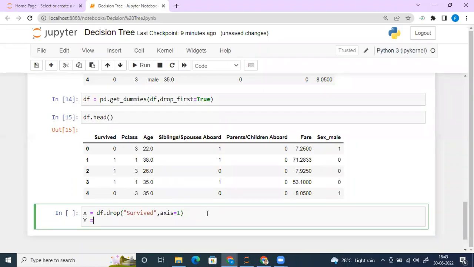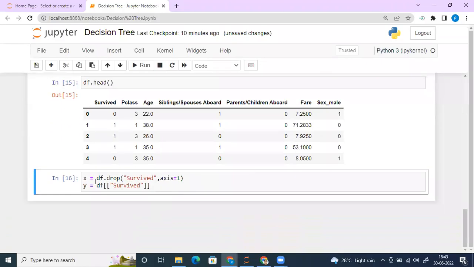Now here just mention y is equal to df, and in square brackets I put my column name. Although these square brackets are not mandatory, with one square bracket it will give me an array this time, but I want a data frame. That's why I'm putting double square brackets, and here I mention my column name, that is your survived column. Execute. Done. Let's verify once again.